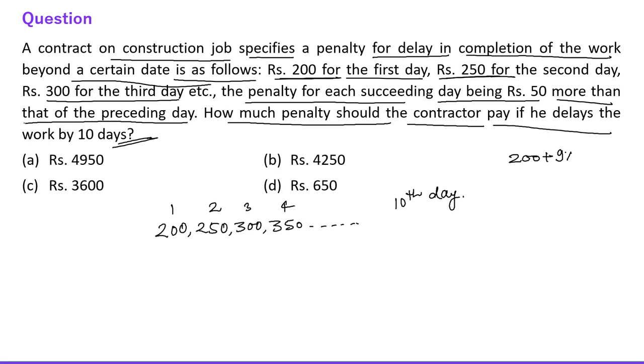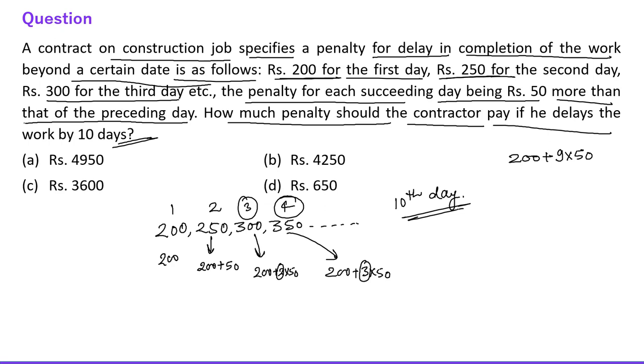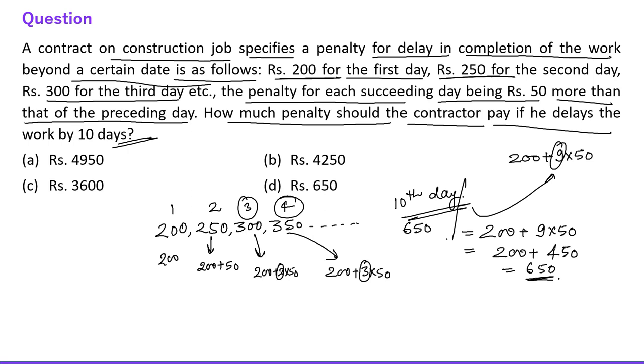Because it is 200, then 200 plus 50, then 200 plus 2 into 50, then 200 plus 3 into 50. So this is the fourth day, we are multiplying this with 3. This is the third day, we are multiplying this with 2. So if this is the 10th day, we'll be multiplying this with 9. So the 10th day will be 200 plus 9 into 50. This is 200 plus 450, so this is 650. So on the 10th day, the penalty will be 650.